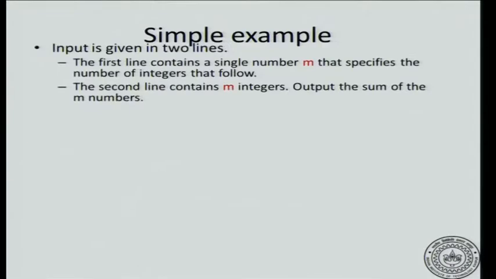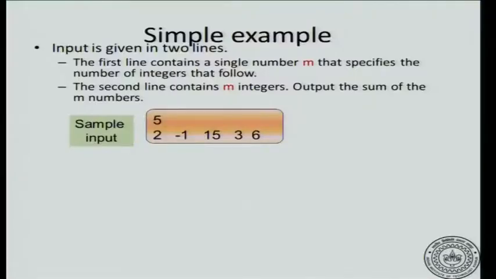Okay. Let's take another example. You have 2 lines. Okay. The first line contains a single number m, which specifies how many numbers are there in the second line. The second line contains m integers, and we have to just output the sum of the m numbers. Now we know how to do this. We have already done this using a while loop. Let's try to do it using a for loop. Okay. So the sample input is, let's say the first line is 5, and then I have 5 integers on the second line.